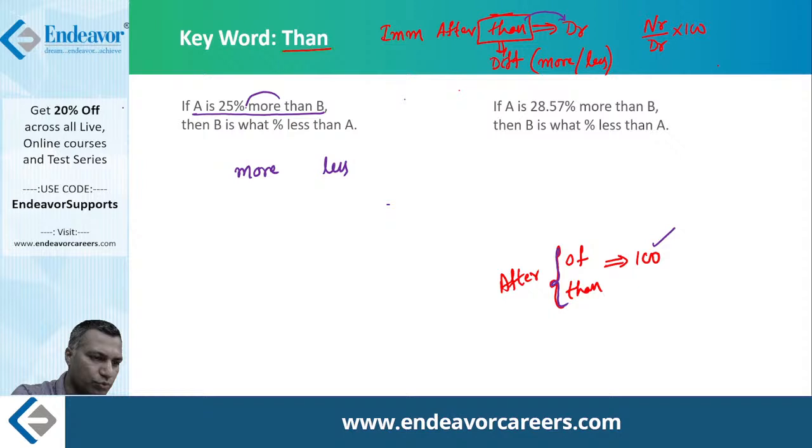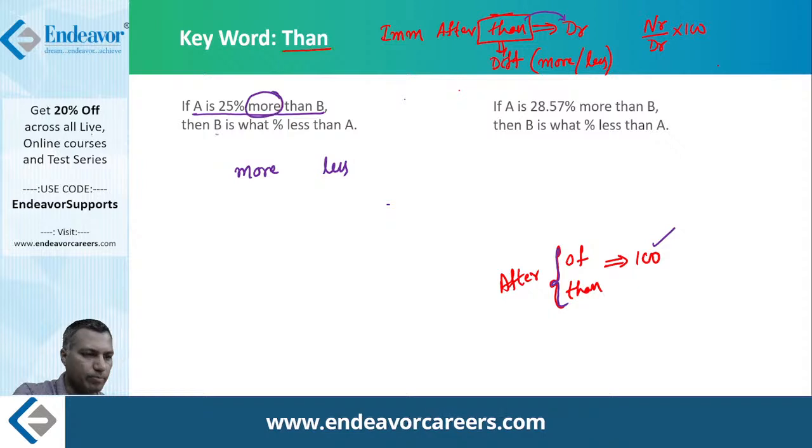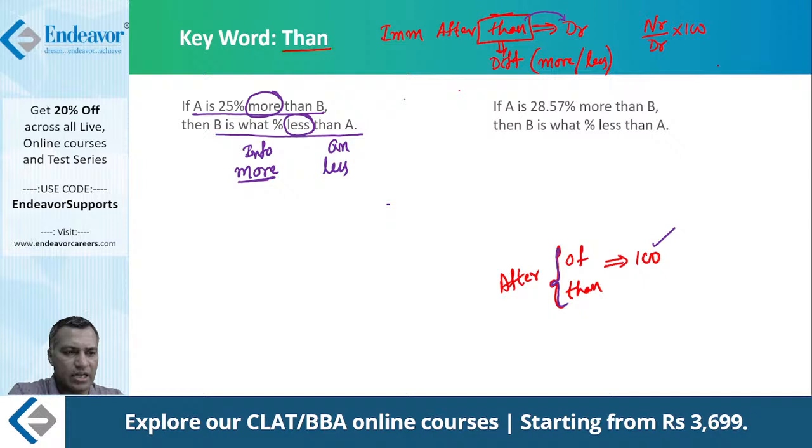Now what is the question? B is what percentage less than A? Less is in the question. More is a part of the info, and less is a part of the question stem. There can be synonyms as well: more could be increase, and less could be recognized as decrease. It's fine. All those kinds of questions.